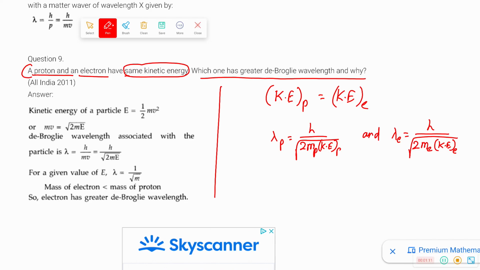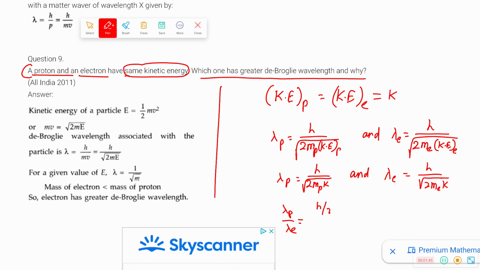Now what are they saying here? Here they want a relation. Now write this one. Both have the same kinetic energy, so you consider it as K. That is lambda p equals h by root under 2 m_p K. Okay. Here also for the electron you consider lambda e equals h by root under 2 m_e K. Now what do you do? You want to find a relation, right? Which is greater or lesser? Now you do like this: proton by electron, you do proton by electron.